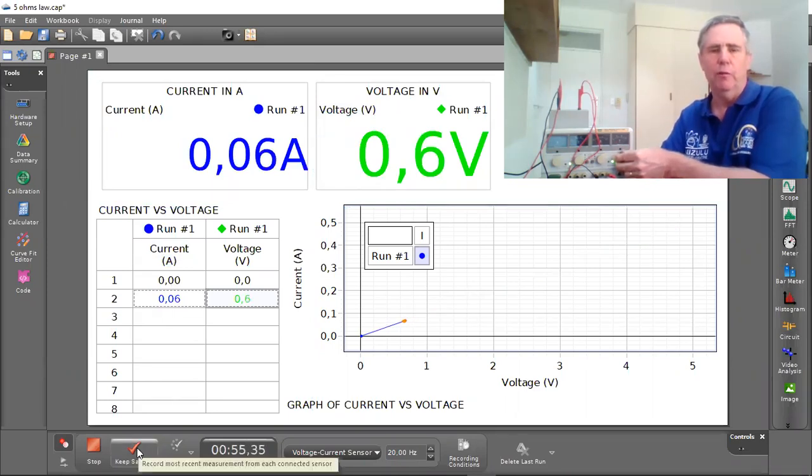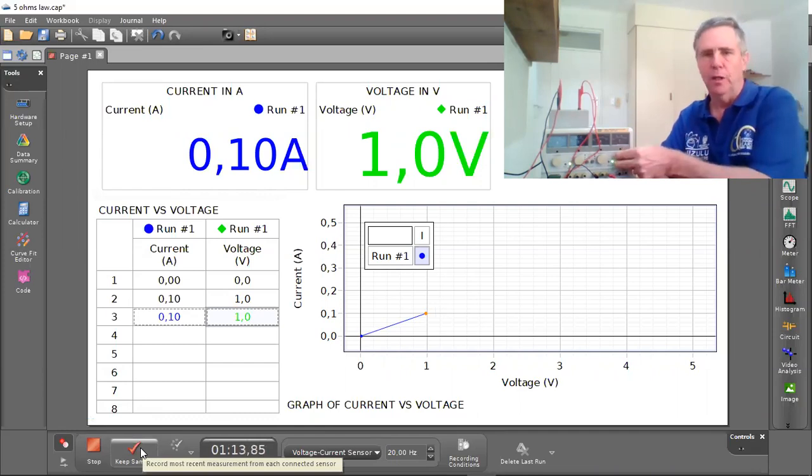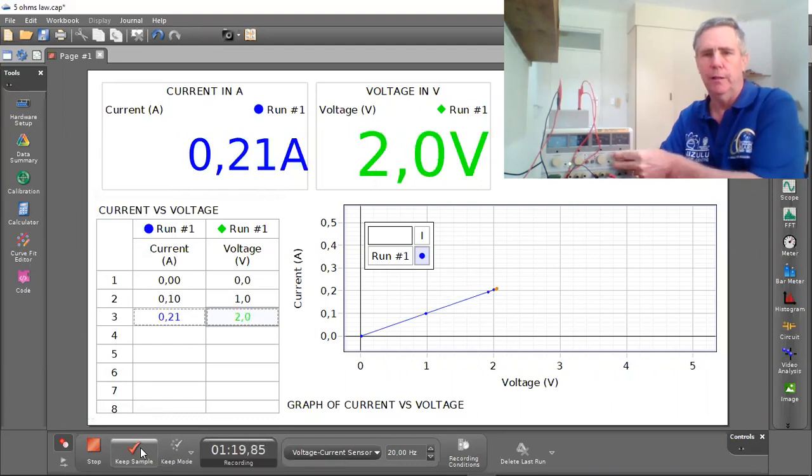So we have a reading for 0 volts and 0 amps. I'm going to turn it up to exactly 1 volt, and I'm going to tell it to keep the sample. So it has kept a reading of 1 volt with a current of 0.1 amperes. I wonder if you can guess what the resistance is yet. So I'm going to turn it up to 2 volts. Carefully. And we get a current reading of 0.21 amperes.